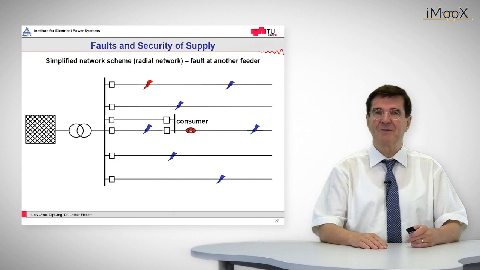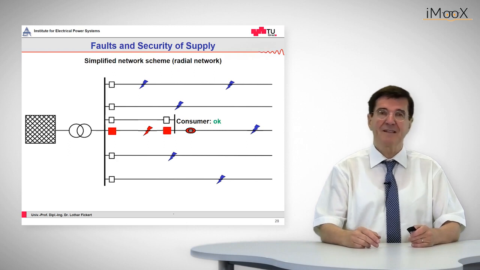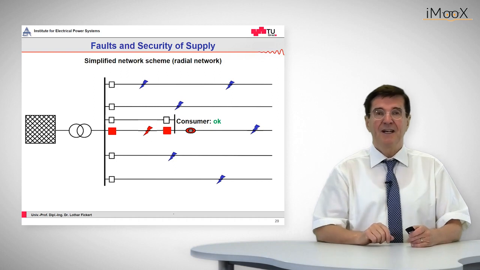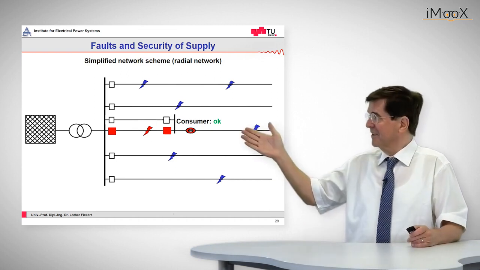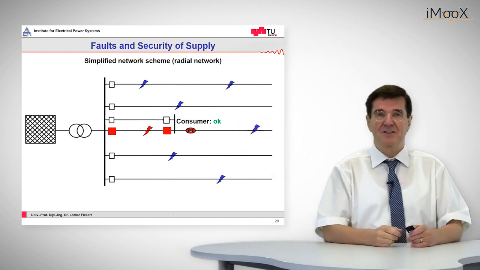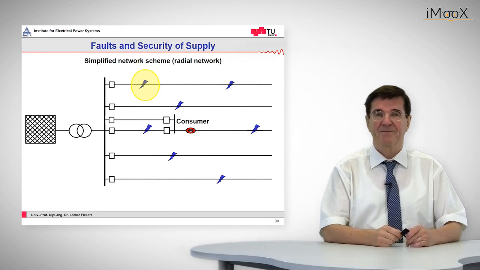And now let's see what happens if this fault happens again after this network expansion. The fault occurs and is tripped out by the unit protection of this very feeder. And as you can see here, the electricity comes from the busbar, goes to the upper healthy line and reaches the consumer. So the consumer is supplied again.